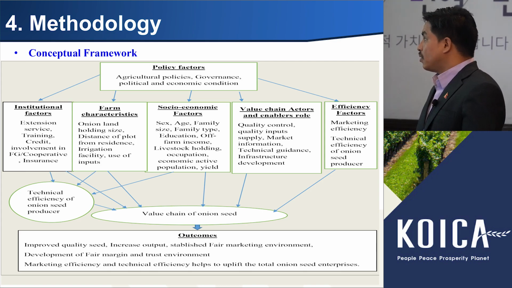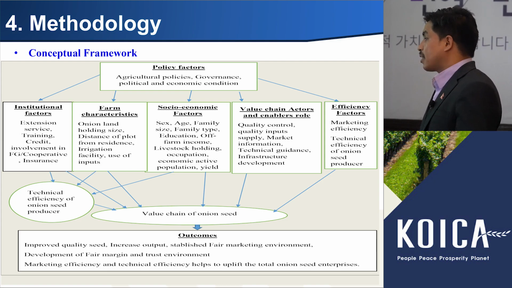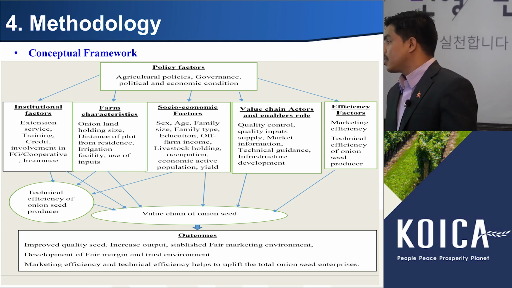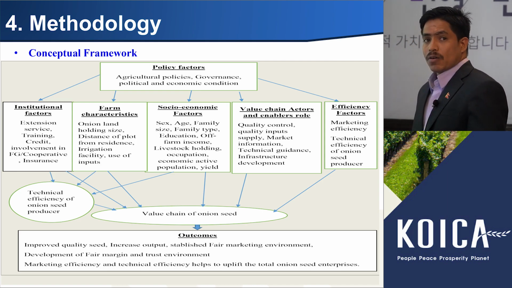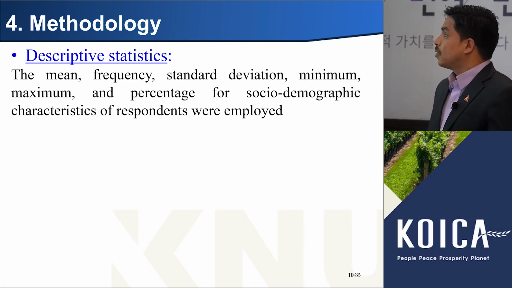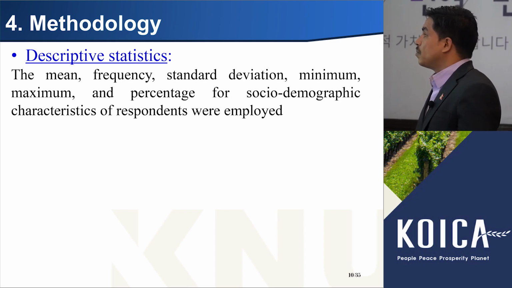So after this factor influence, my outcomes were improved quality seed, increased output, an established fair marketing environment, and development of a fair margin and trust environment. Marketing efficiency and technical efficiency help to uplift the total onion seed sector. These are my outcomes.